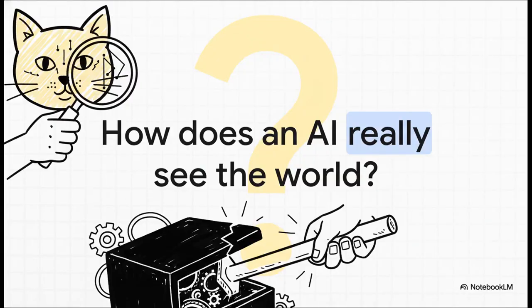We know that an AI can tell us there's a cat or a dog in a picture. But what's it really looking for? We call these systems black boxes all the time, and for good reason. It's kind of mysterious. But today, we're going to pry that box right open.